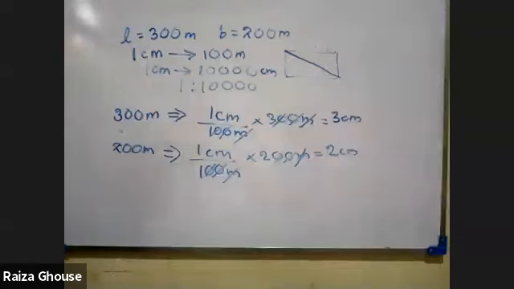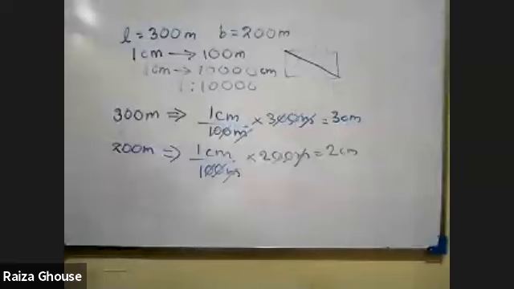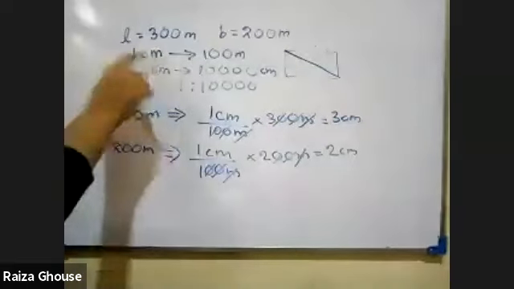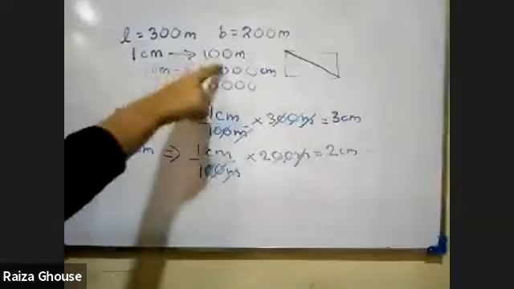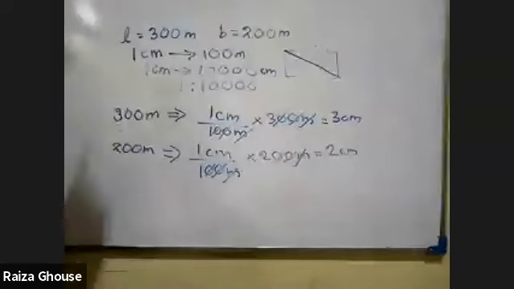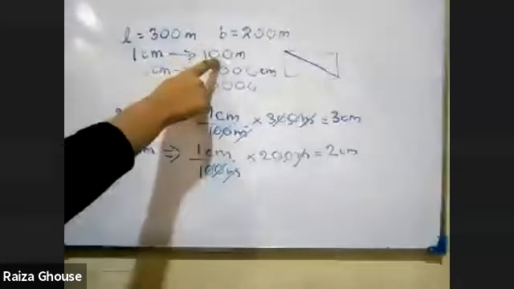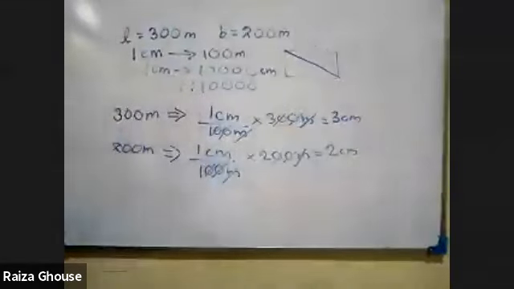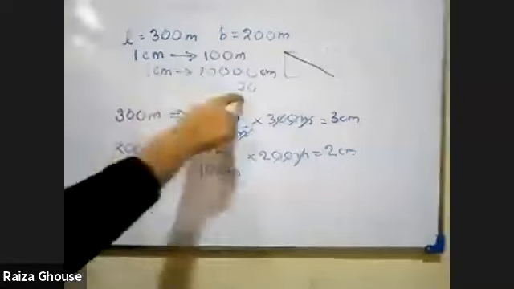Okay, so it's very simple. Length 300 meter given, breadth 200 meter given. I'm explaining, listen. I'm taking the scale where 1 centimeter is representing 100 meter, because both are multiples of 100 times table. So 1 centimeter is representing 100 meter means my scale ratio will be 1:10,000. The reason is I converted 100 meter into centimeter by multiplying by 100. So both are in same unit. I can represent in a ratio format.